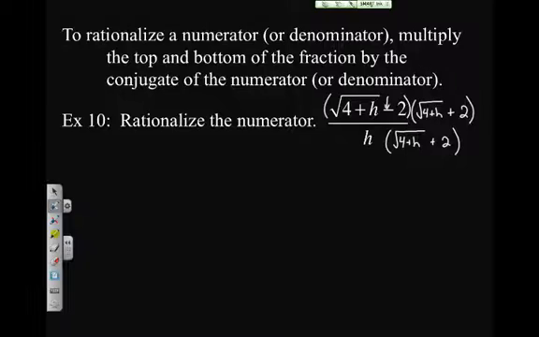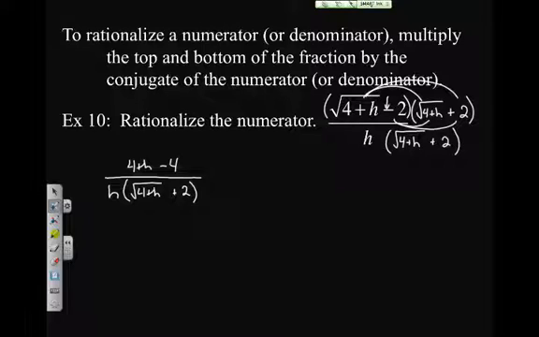We need to add our parentheses so we actually remember to FOIL it. So when we multiply this times this, we get 4 plus h. Now remember what happens here. This times this gives you a positive 2 times this radical. This one gives you a negative 2 times that radical. They will cancel out. Then our last one is negative 2 times 2 gives us minus 4. On the bottom we have h, and we're just going to leave this in parentheses, and I'll show you why in a second.